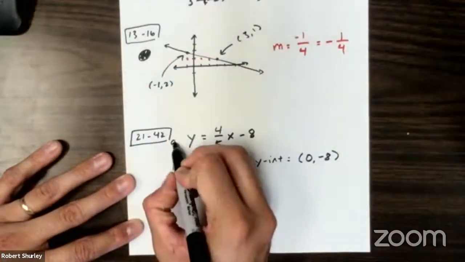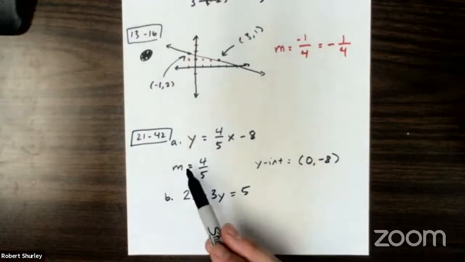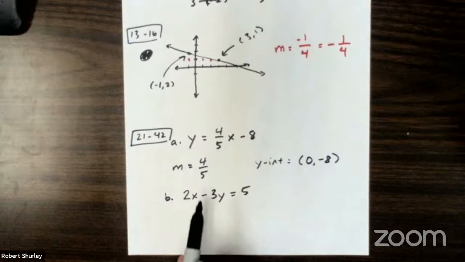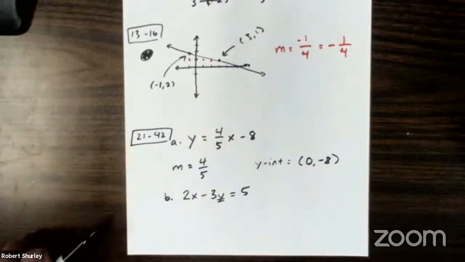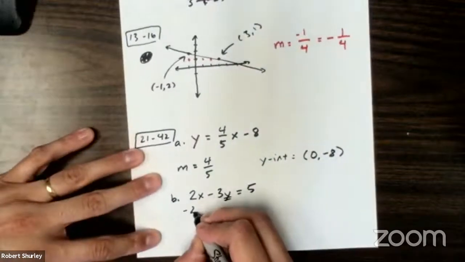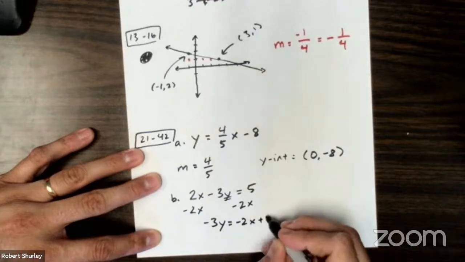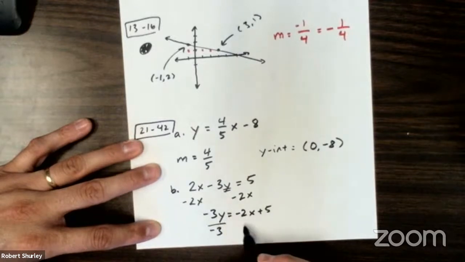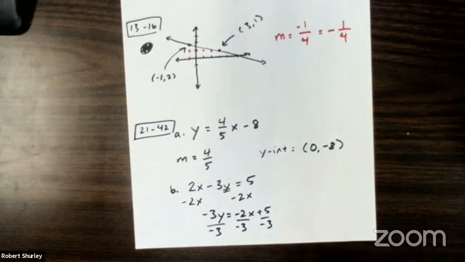But if this was an A and this was a B, okay? If I gave you this equation and I asked the same thing, I want the slope and I want the y-intercept, same 21 through 42, you'll see that in that homework. Well, now we have to solve for y. We got to solve for y, so we have to manipulate this equation into what we want, right? So first I'm going to subtract the 2x. We get negative 3y equals negative 2x plus 5. And then lastly, we've got to divide the negative 3 to everything. Right? We have to divide the negative 3 to everything.